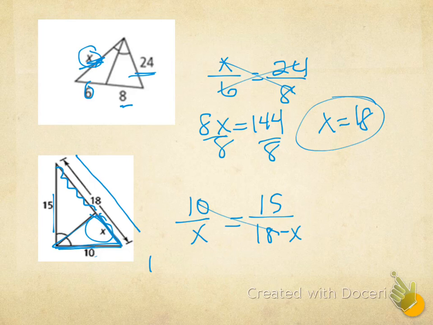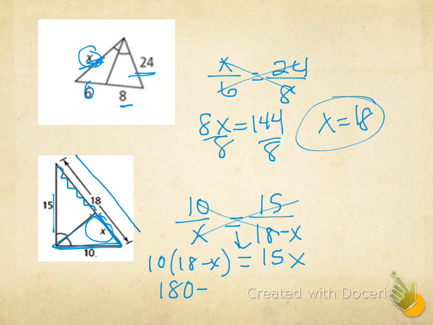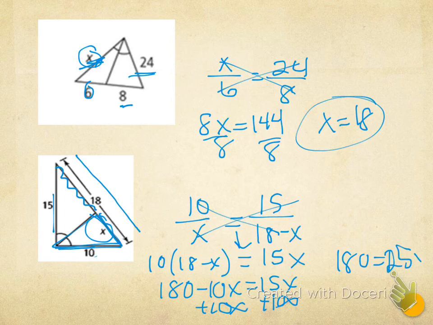I'm going to cross multiply, so I'm going to get 10 times 18 minus x, drop my equal sign, 15x. So I'm going to distribute that to get 180 minus 10x equals 15x, add 10x. So 180 equals 25x. So x would equal 7.2. So just be careful, if 18 represents this whole thing, you're going to have to subtract x off of it because we don't know what that length is.